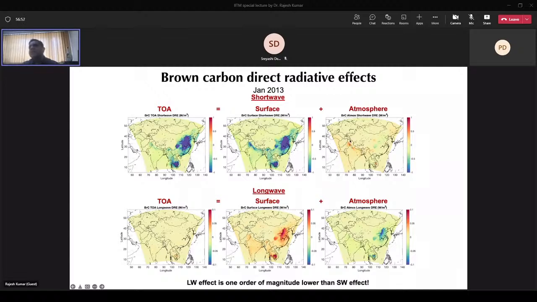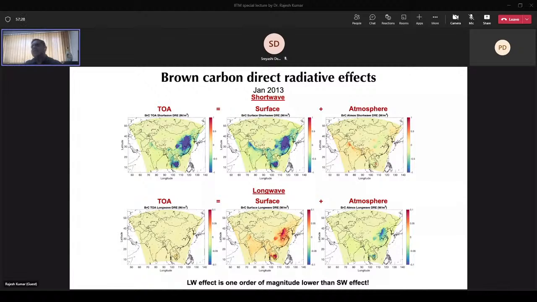So there is very little solar radiation in North China plain. If you remember the previous slide, the brown carbon in North China plain is even higher than the Indo-Gangetic plain. But particularly during this month, the absorption is stronger over the Indo-Gangetic plain. The long wave effect is actually opposite to that of the short wave effect, but its magnitude is one order of magnitude smaller than the short wave effect. So the net effect of brown carbon aerosol is dominated by its interaction with the short wave radiation.